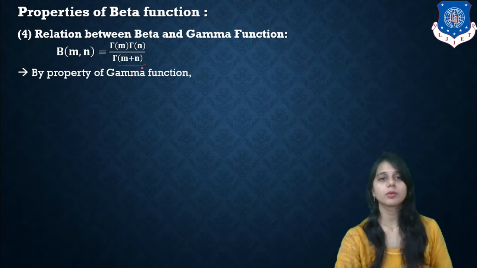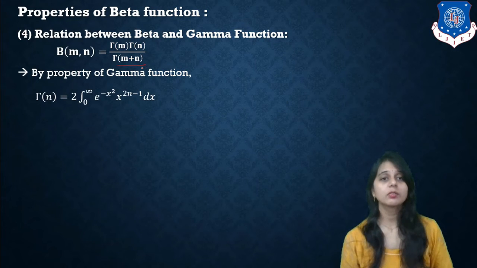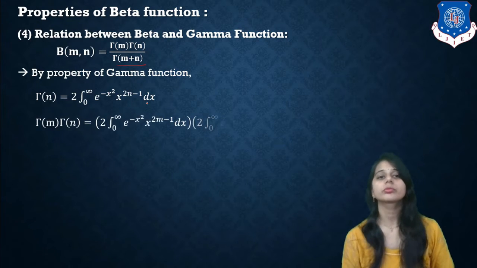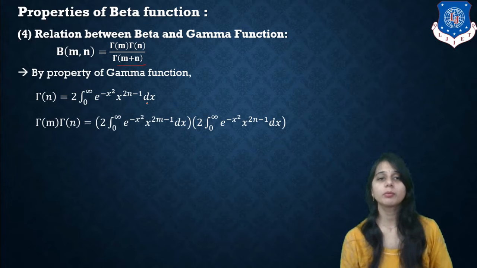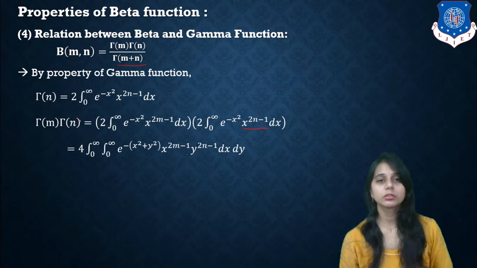By the property of gamma function, gamma n equals 2 integration 0 to infinity e raised to minus x square x raised to 2n minus 1 dx. Gamma m equals 2 integration 0 to infinity e raised to minus x square x raised to 2m minus 1 dx, and gamma n equals 2 integration 0 to infinity e raised to minus y square y raised to 2n minus 1 dy. We are taking a definition. Now 2 into 2, it is 4.